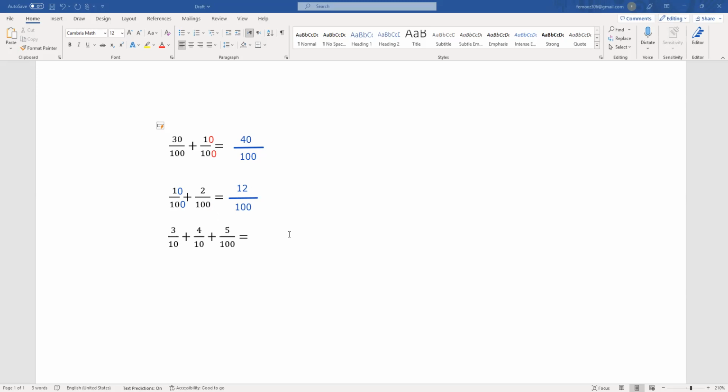Now, regarding the last one, I have 3, 4, 5, and I have 10, 10, 100. I need to make sure that all the denominators are the same. So I have 10, 10, and 100. I have to make this one 100 and this one 100. Multiplying by 10 here gives 100, and multiplying 4 by 10 gives 40. Multiplying here by 10 gives 100, and multiplying here by 10 gives us 30. Then all I have to do is add all the numbers together. So I have 100 as the denominator, and 30 plus 40 plus 5 is going to be 75.